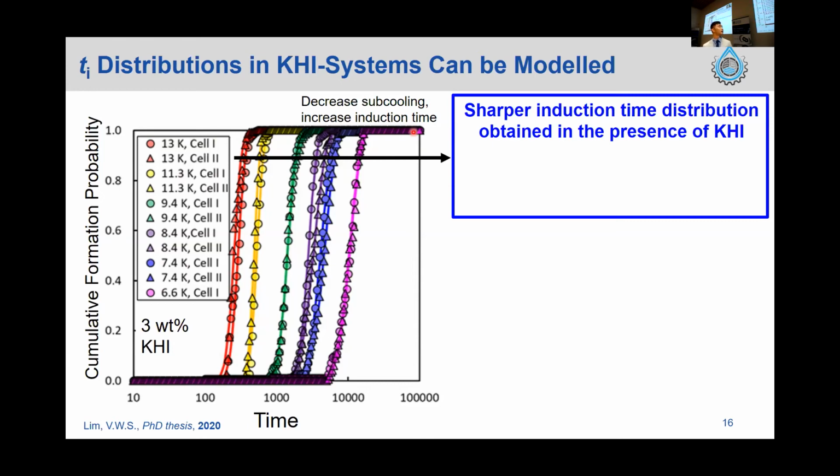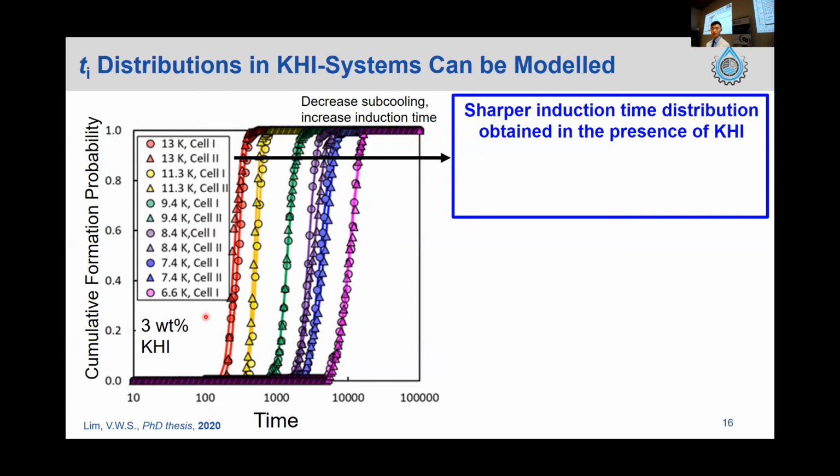So here's another data set. What I've done here is we fixed the amount of KHI loading. Here it is 3 weight percent. And then we've done the experiment with different subcooling, at different driving forces. Once again, these are all the distributions. You can see that a nice correlation can be obtained with different driving forces as well, depending on how deep you want to operate in your system.